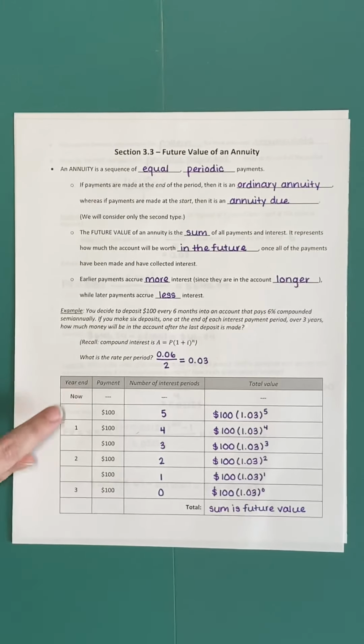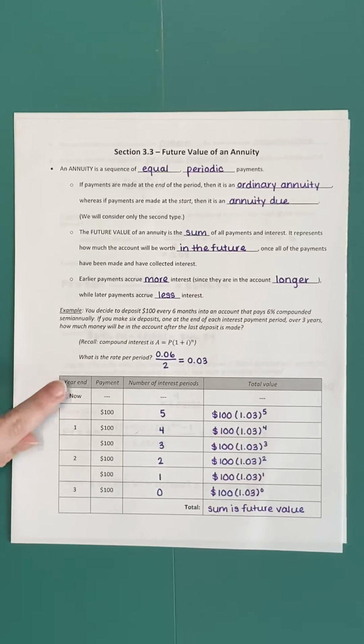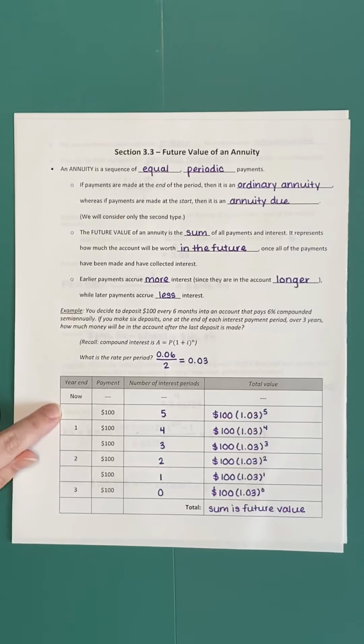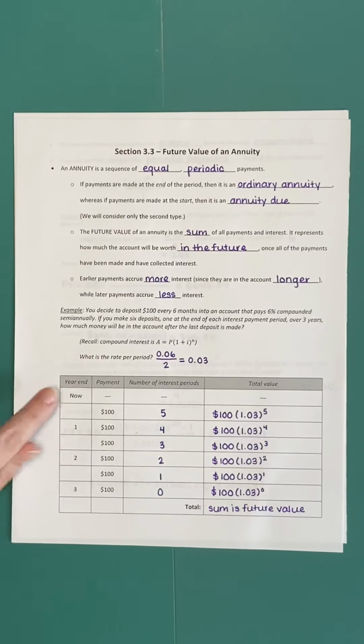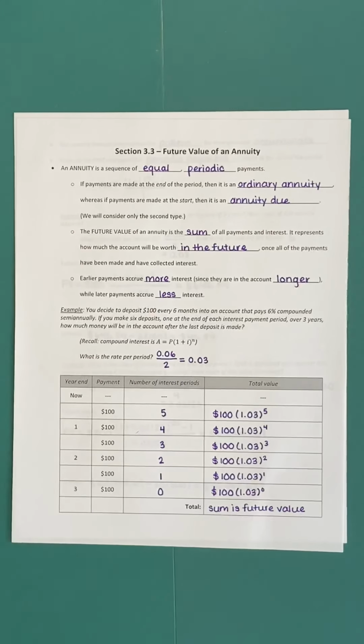So if we're talking about the 6 months that elapsed between right now until we made that first payment in June, there wasn't actually anything in the account to collect interest on. The balance was $0. So we don't accrue any interest because there wasn't anything in the account.